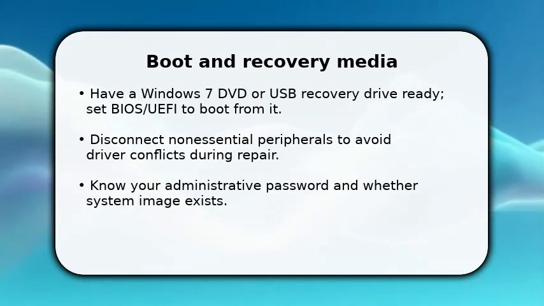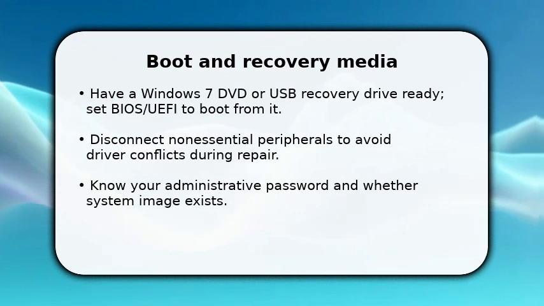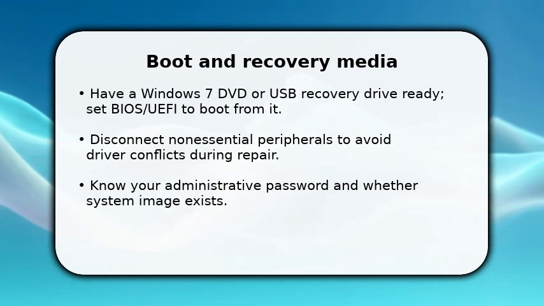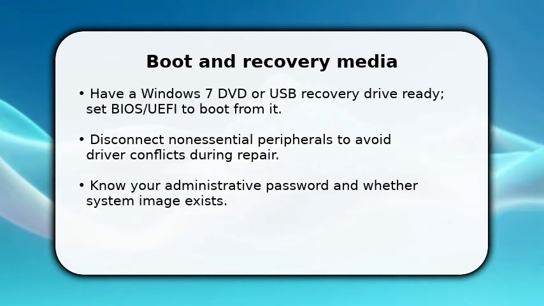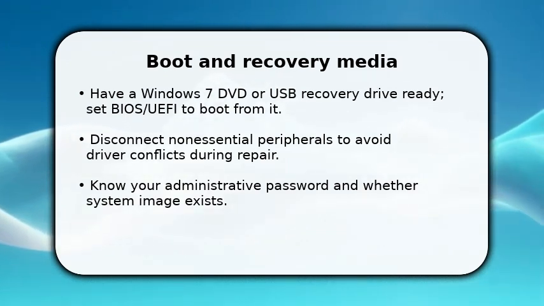You start by booting from your Windows 7 DVD or a prepared USB recovery drive. This gives you the tools to repair startup. Once the media loads, choose Repair Your Computer and select the target OS. This locates the correct boot configuration. Make sure to disconnect printers and external drives to prevent driver locks.